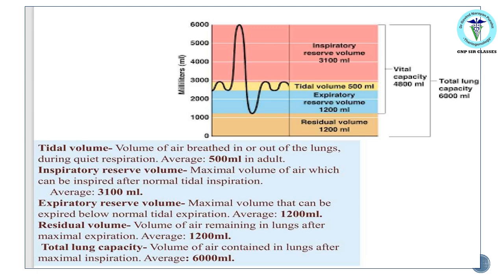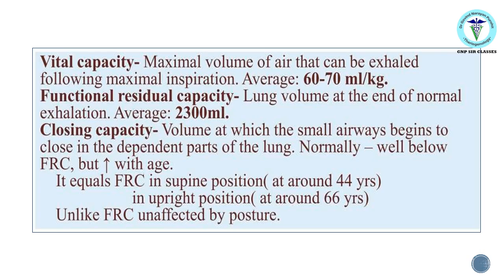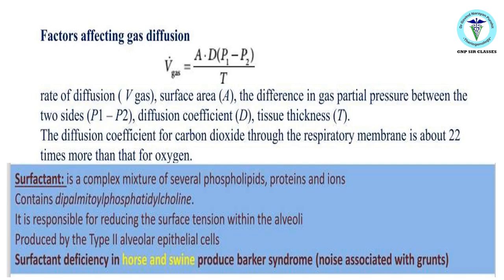Total lung capacity is the sum of all lung volumes. Vital capacity is the maximum volume of air exhaled after maximal inhalation. Functional residual capacity is the air remaining in the lungs after normal exhalation. Closing capacity is the volume at which small airways begin to close. Gas diffusion is influenced by factors such as surface area, pressure differences, and tissue thickness.